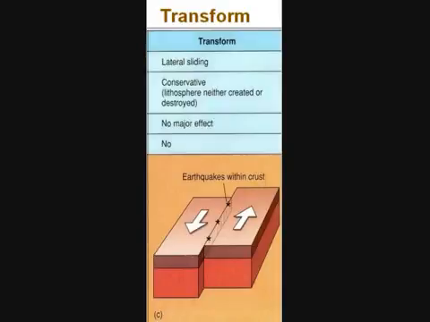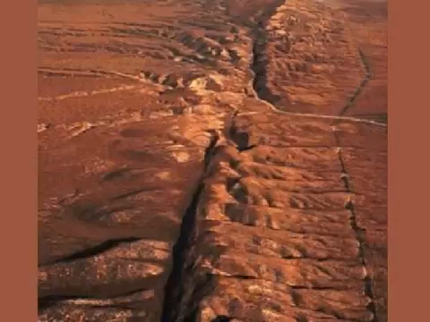The third type of plate movement is called transform. In this movement, the two plates merely move from side to side, sideways in a lateral movement. This movement neither creates or destroys crust. This movement moves the plates back and forth, causing violent earthquakes.